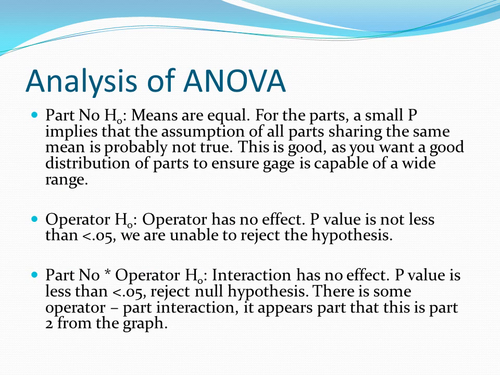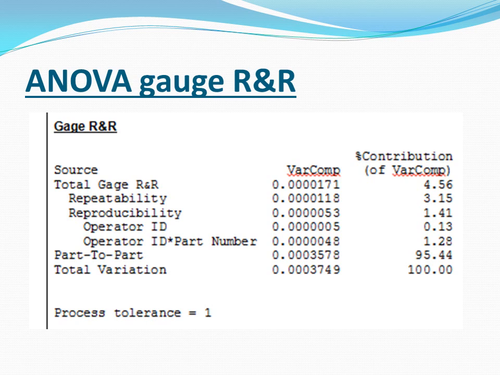For part number, H0 says the means are equal. As the p-value is 0.00, we can reject it, and this is good. The operator has no effect because its p-value is not less than 0.05. That means 0.236 is greater than 0.05, so the operator has null effect. Then for part number times operator, we have 0.01, which is far less than 0.05, so we can reject the null hypothesis.